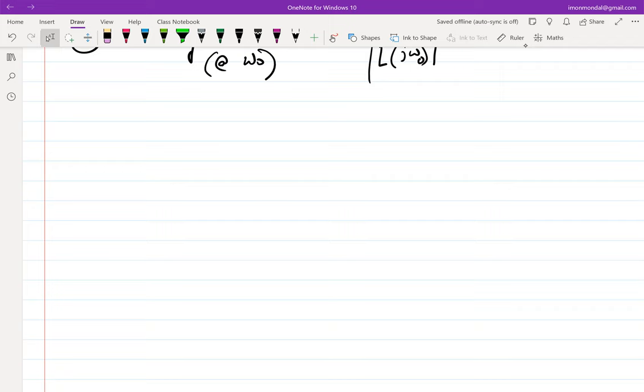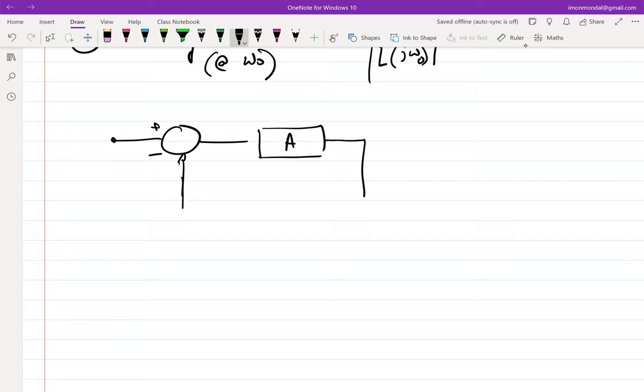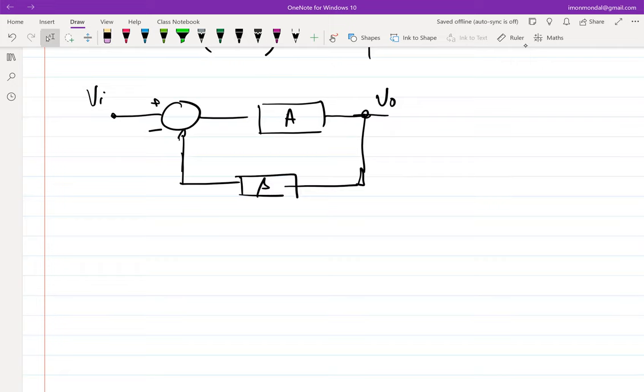So there are a couple of handy ways of evaluating closed loop response, and that is as follows. Generally, if you can, not all systems can be reduced to this form, but if you can reduce your feedback system to this particular form, then this we already know, this is equal to A by 1 plus A beta. So this is the next standard form.